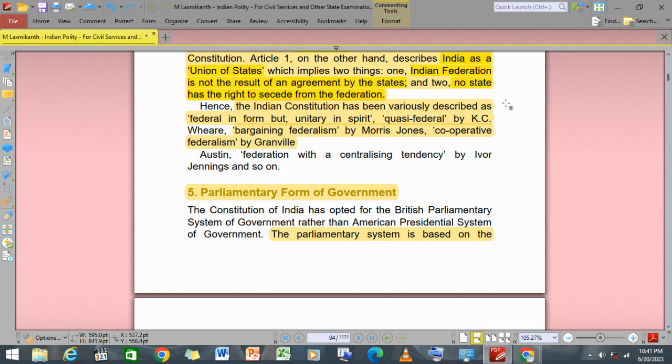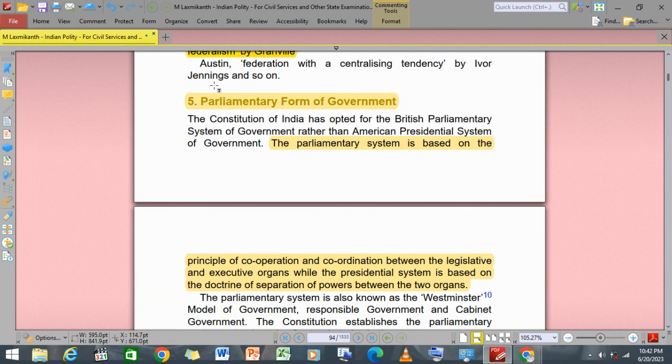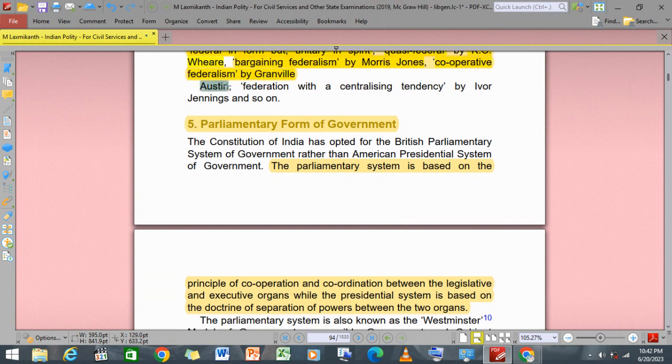The Indian Constitution has been variously described: federal in form but unitary in spirit, and quasi-federal by K.C. Wheare; bargaining federalism by Morris Jones; cooperative federalism by Granville Austin; and federation with a centralising tendency by Ivor Jennings.